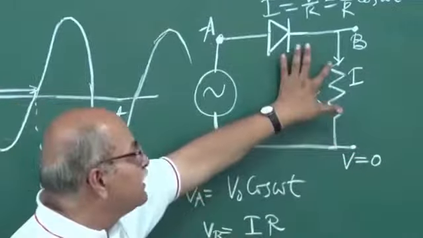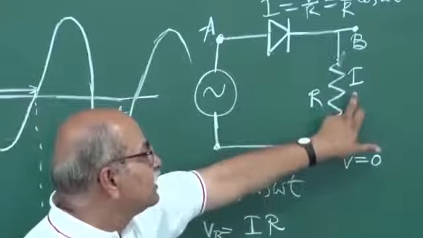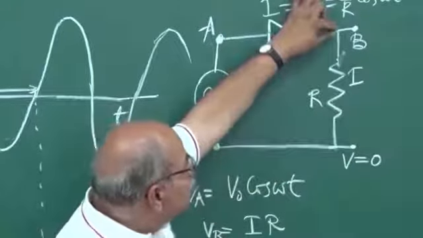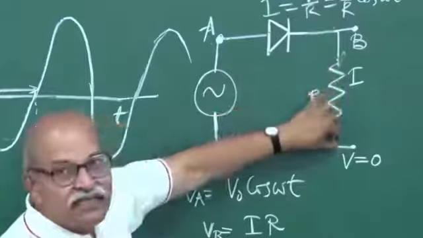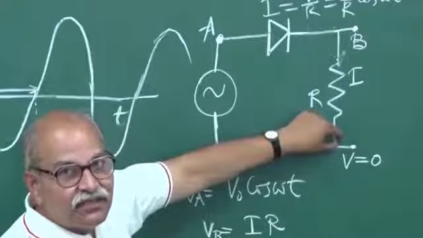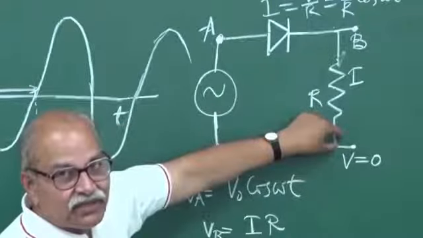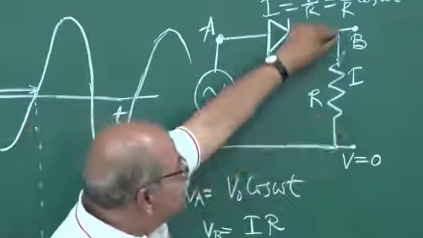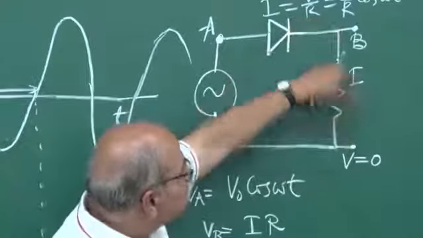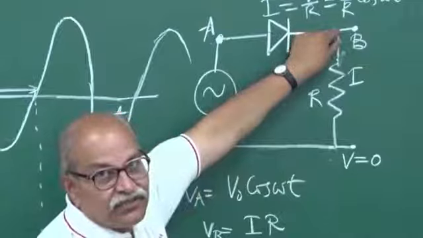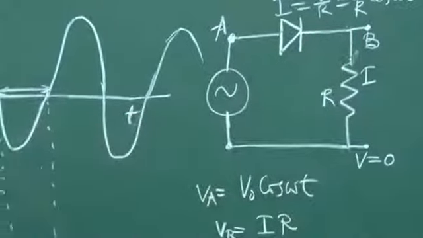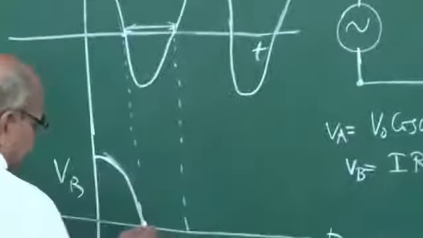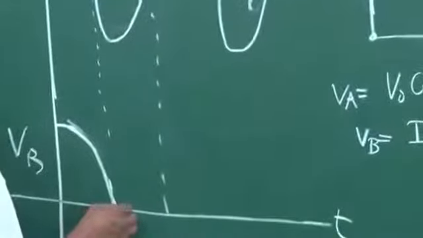So in that case, this I is 0, and therefore the potential here is the same as the potential here. The potential difference is I times R, and I is 0. So the potential here is 0, here is 0, here is 0. So VB will be 0. In this period, VB remains 0.